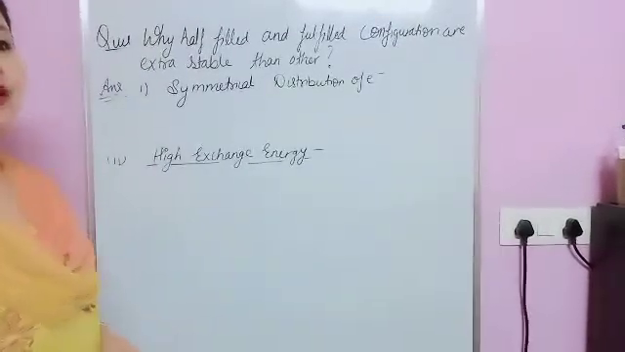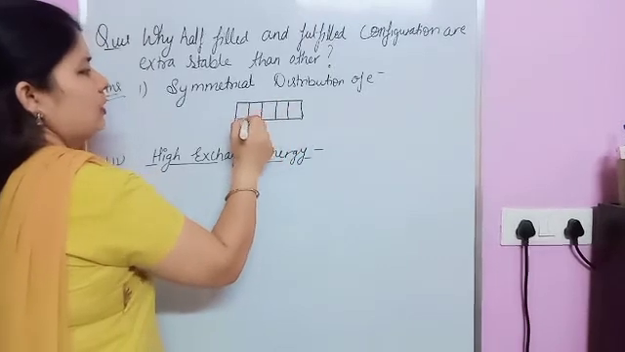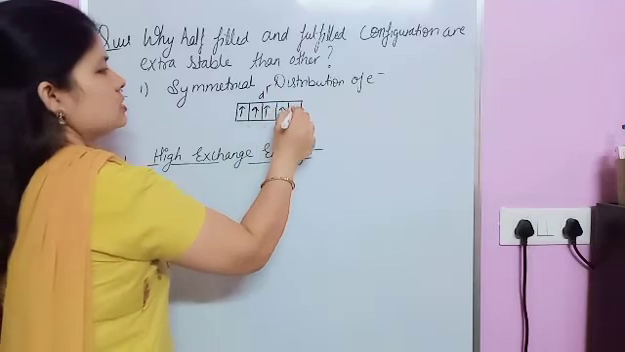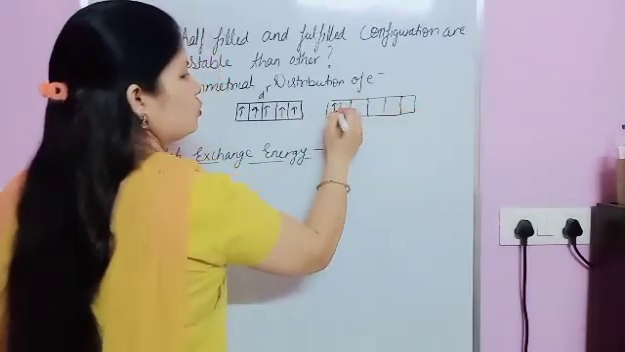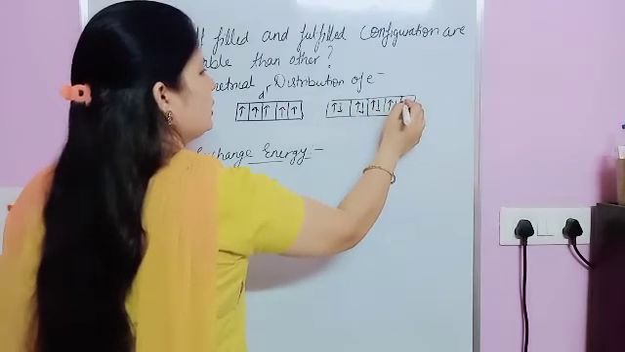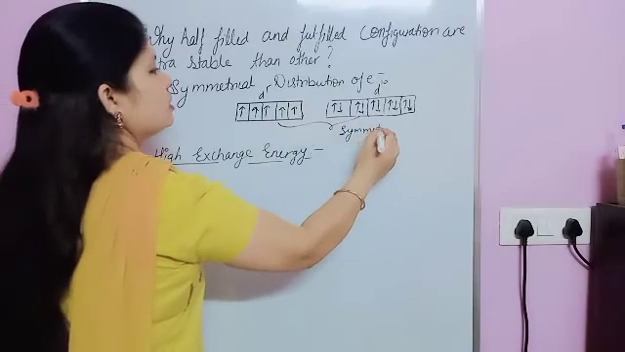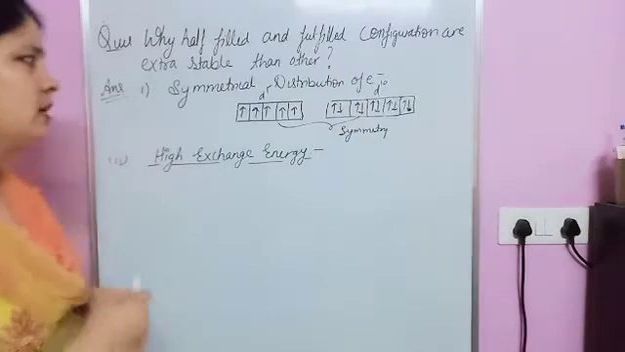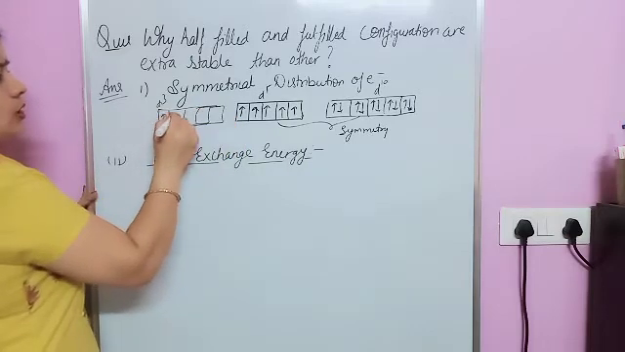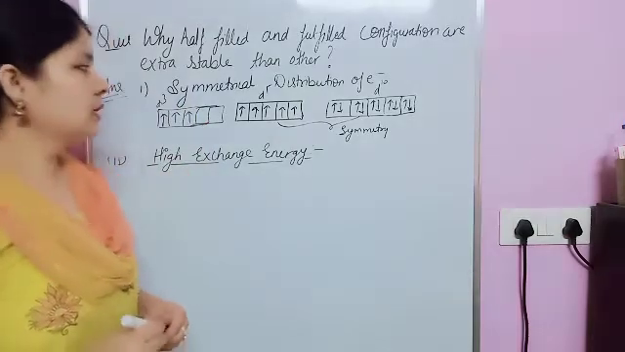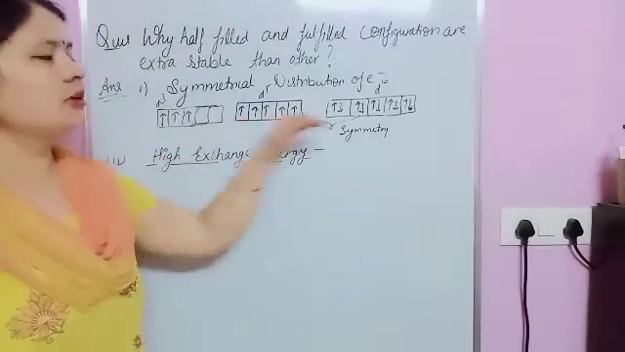In case of symmetrical distribution of electrons, suppose d5, this one is 1, 2, 3, 4, 5. If it's a half filled configuration in case of d5, there is a symmetry in the distribution of electrons. Even in case of the full filled one, 1, 2, 3, 4, 5, 6, 7, 8, 9 and 10, this one is fulfilled. So either half filled or full filled, in both cases there is symmetry of distribution of electrons. But in case of d3, all five orbitals need to be filled, but electrons are distributed in only 3 orbitals, 2 are remaining. So distribution is not symmetrical, it's unsymmetrical, but here symmetry is there. One reason for their stability is symmetrical distribution of electrons.